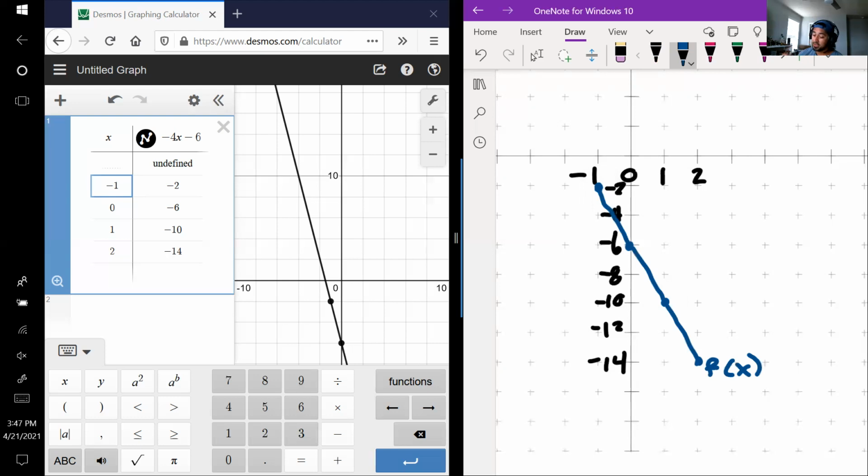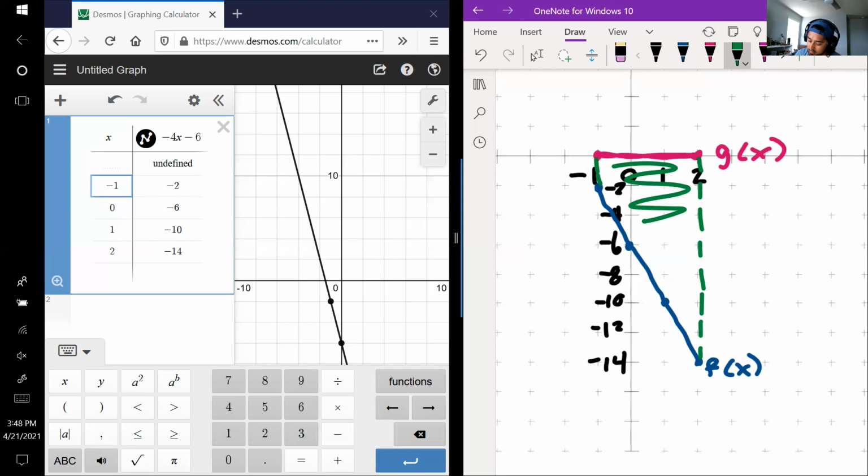Okay. And then g of x is going to be just like the last problem. It's going to be a horizontal line on the x-axis from -1 to 2. And there's g of x. Okay. And once again, we want to find the area between these two functions.